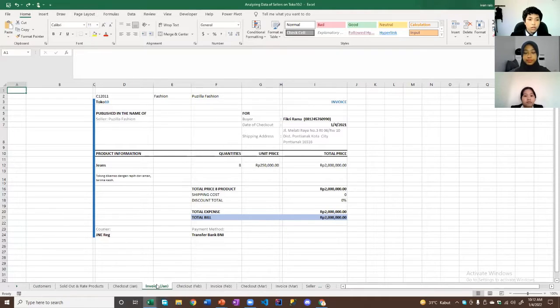In invoice January, this invoice is for the customer. It has much information dependent on the account ID. If I change the account ID, the data in the invoice will change. For example, I'm going to tell you to look at the invoice in PDF.